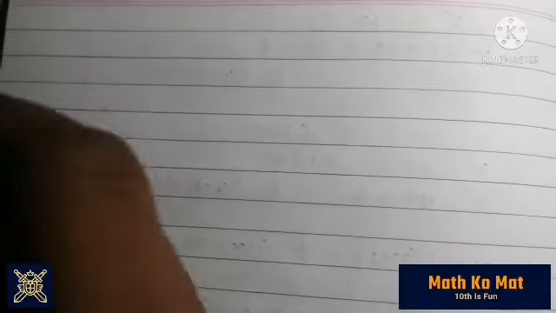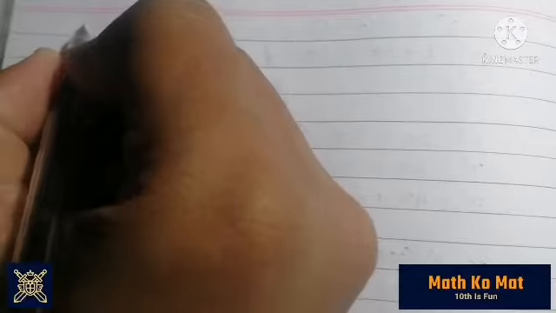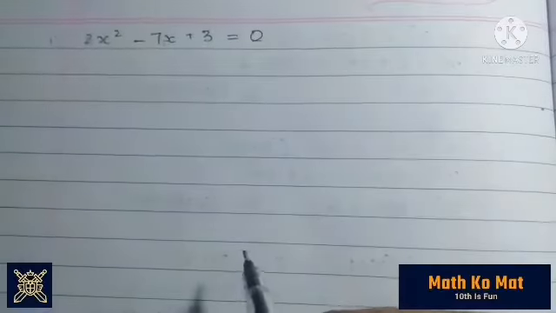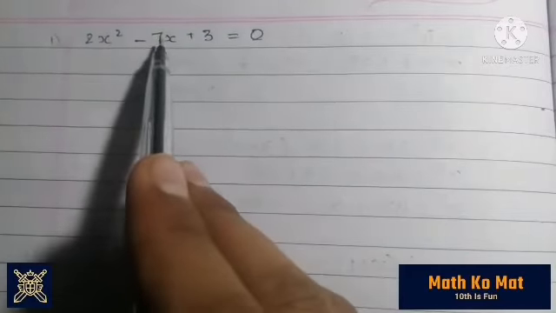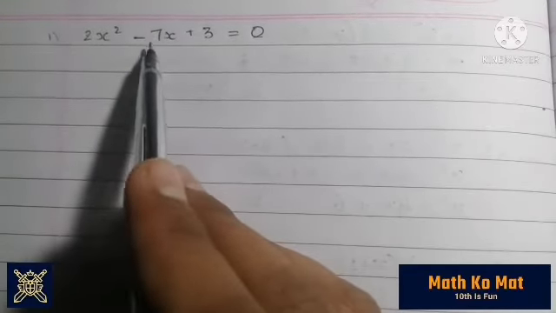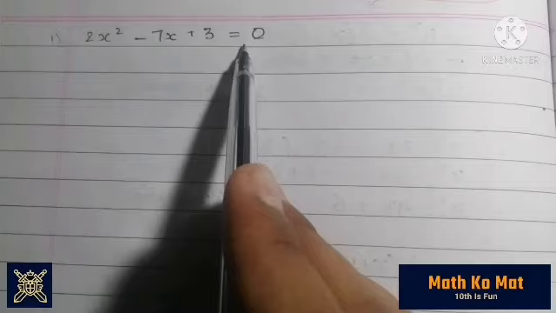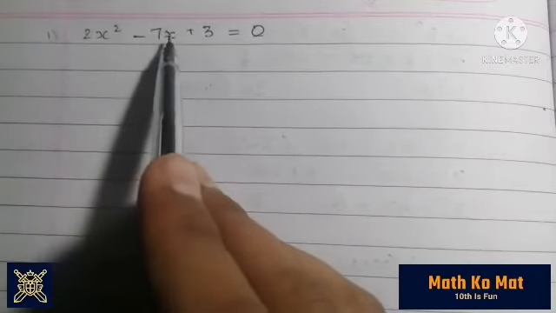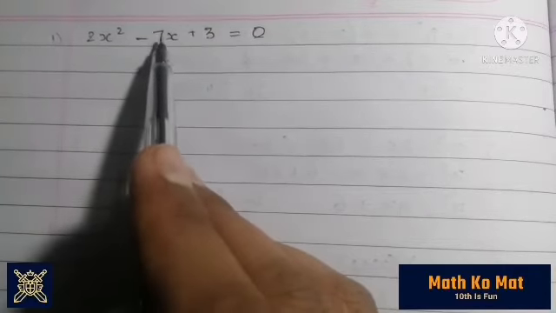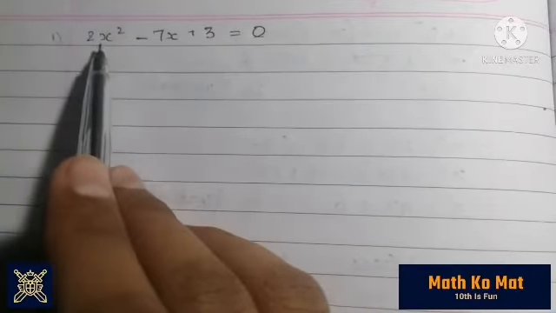So the first question is 2x square minus 7x plus 3 is equal to 0. As you can see here we have 7, that is a prime number and it cannot be expressed in the form of 2ab. Therefore what we will be doing is dividing the whole equation by 2. If you would have 4, 8 or any even number, then we would not have done so. Since we are having the odd number 7, that's prime also, we are going to divide the whole of this equation by 2.